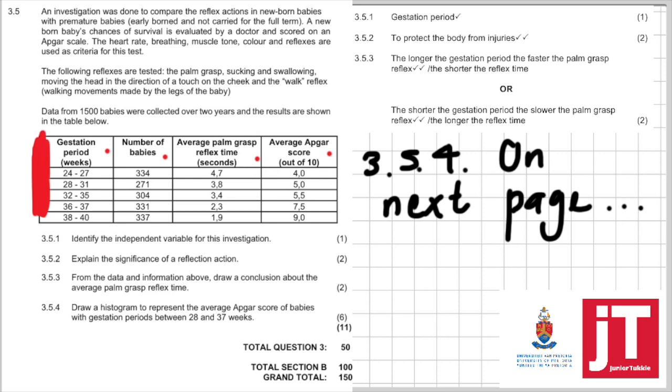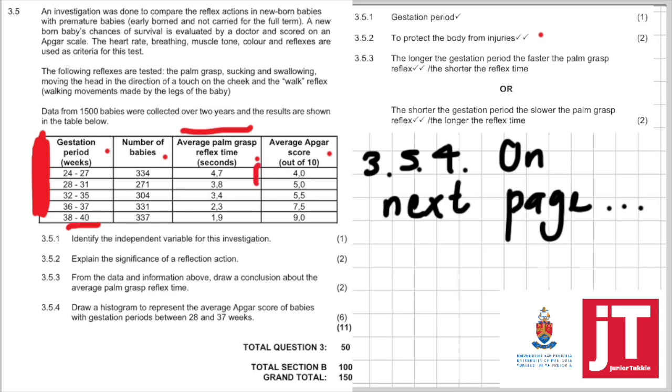3.5.2. Explain the significance of a reflex action. Okay, that's quite simple. What do reflex actions do? Protects the body from injuries or harm. 3.5.3. From the data and information above, draw a conclusion about the average palm grasp and reflex time. So can you see, the longer the gestation period, the faster the palm grasp reflex, or the shorter the reflex time. There is another option in the memo: the shorter the gestation period, the slower the palm grasp reflex, or the longer the reflex time. Or you can have both options.